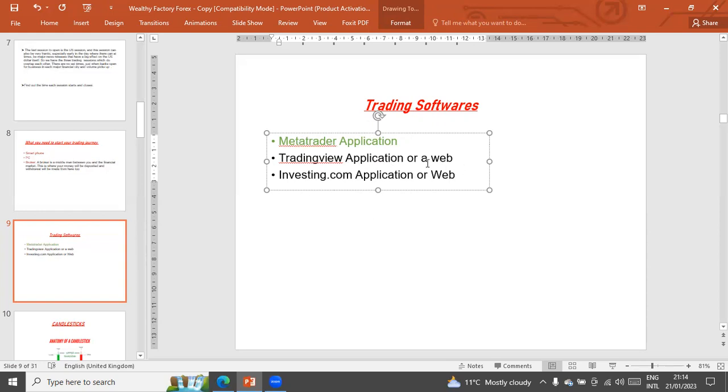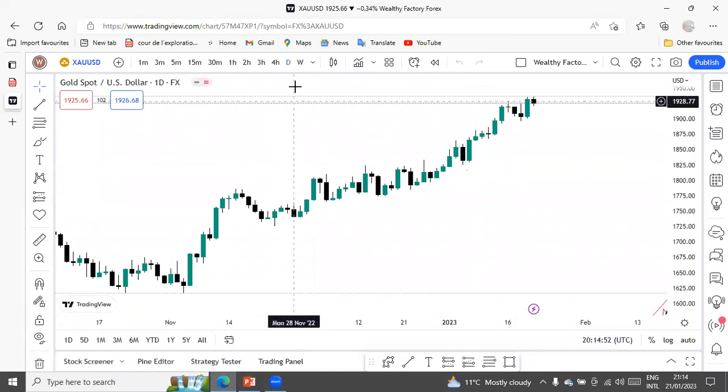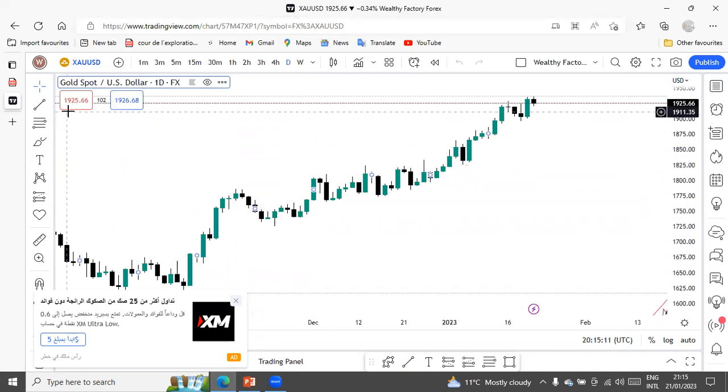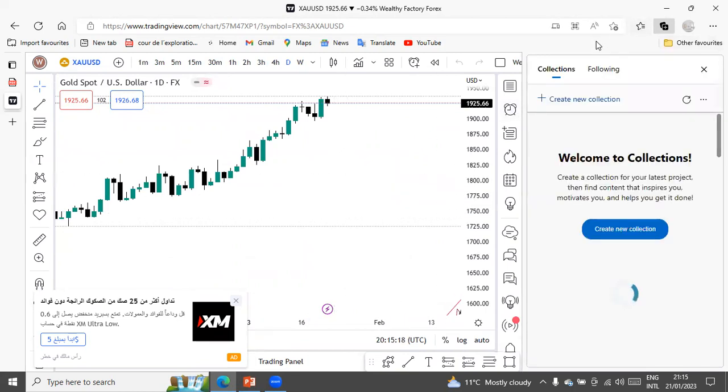It is also a website. Let me even show you the website. So this is the website. Just go and type www.tradingview.com, then click. It will bring you to this website here where you're going to be doing analysis from. You guys have to know what this application looks like if you want to go and install it.